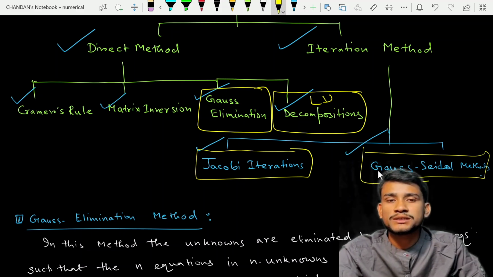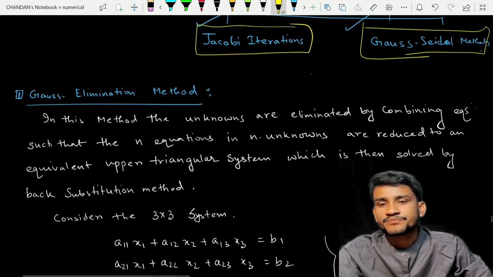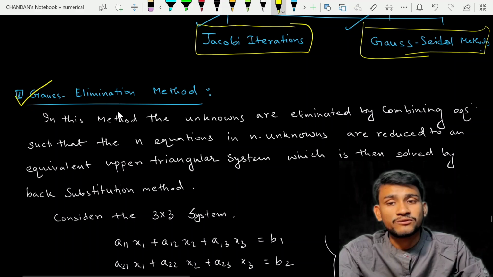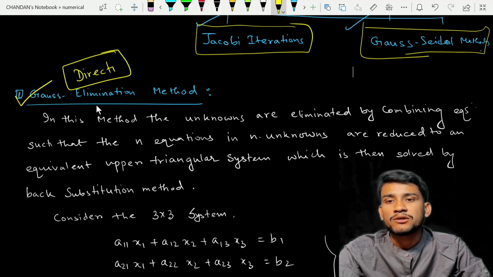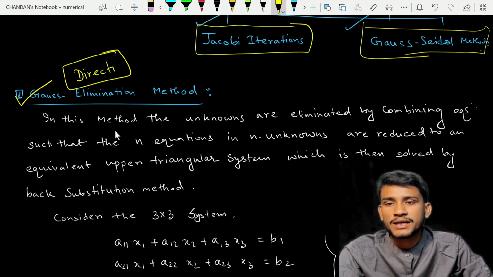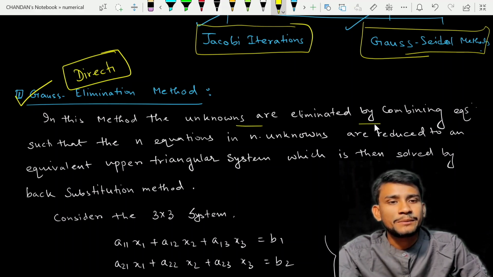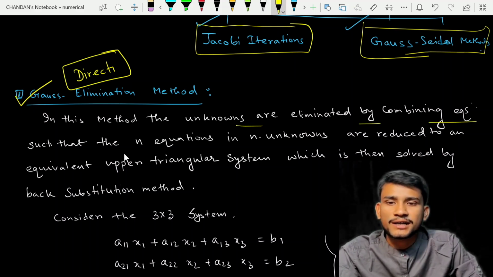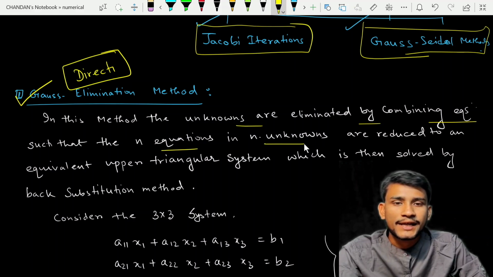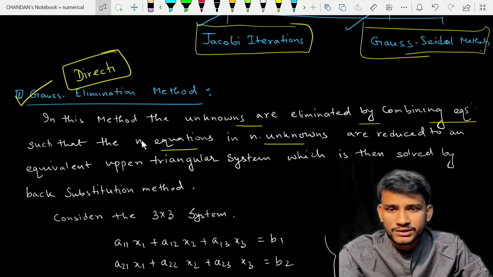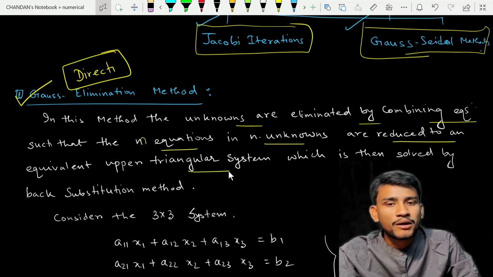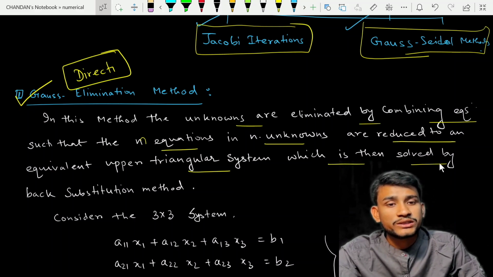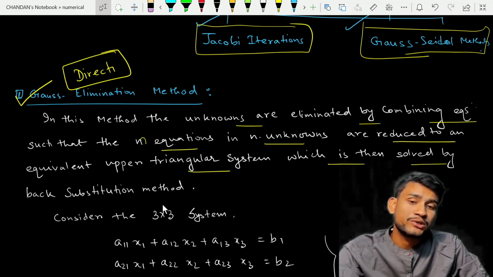Now we discuss these 4 methods one by one, taking examples also. Let's start with the Gauss elimination method. This is a direct method. In this method the unknowns are eliminated by combining the equations such that m equations in n unknowns are reduced to an equivalent upper triangular system, which is then solved by the back substitution method.